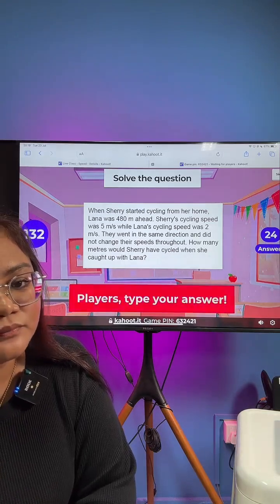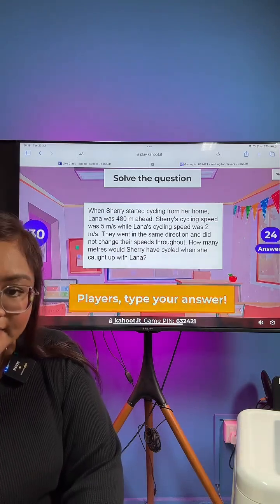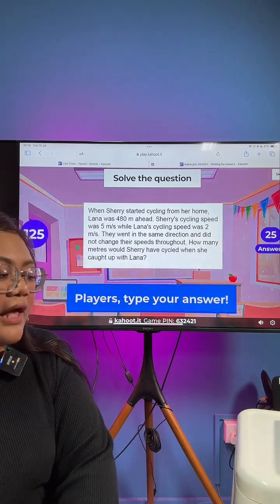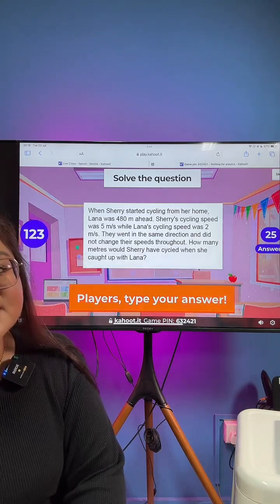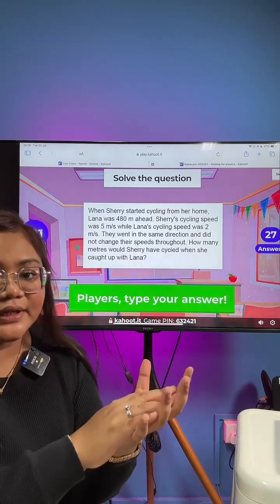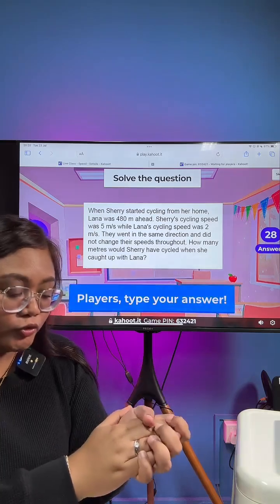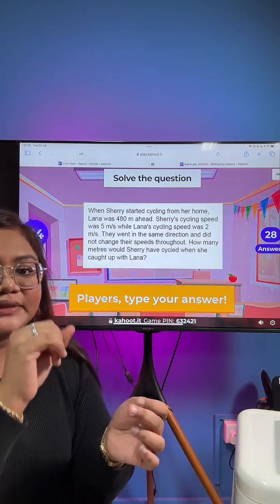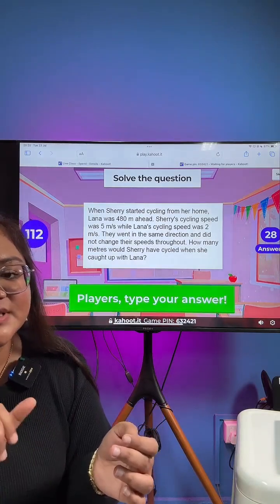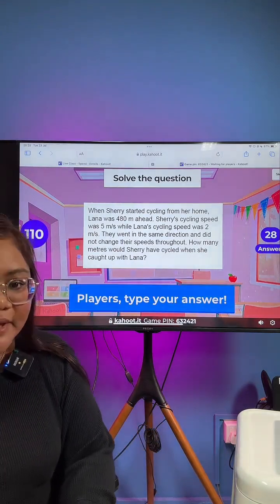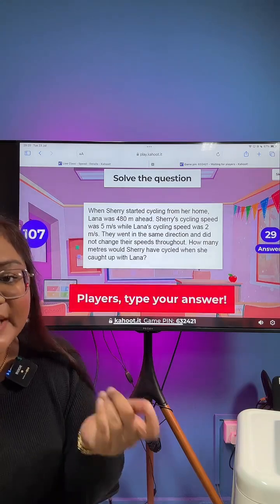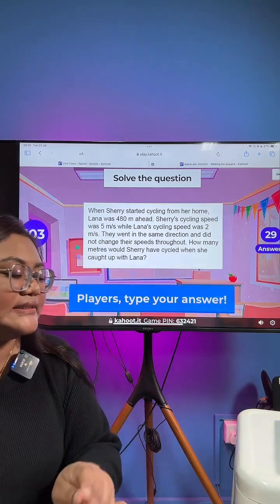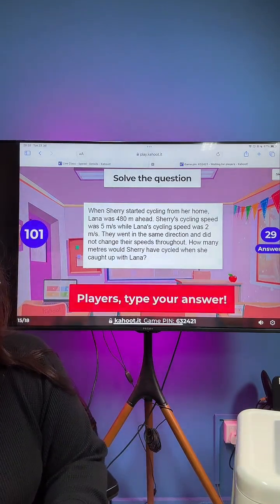Okay? So look for the time taken to catch up and then from there find out what is Sherry's distance. Okay, one more time. Time taken to catch up equals to distance apart, how far away are they, divide by the difference in speeds. Okay? Once you have the time taken, you can find the distance that Sherry would have cycled.